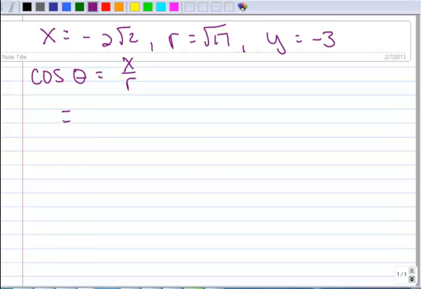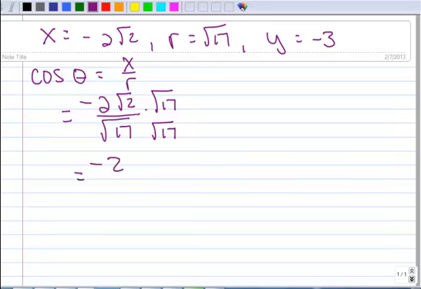So that's going to be negative 2 times the square root of 2 over, oh no, we're just full of mistakes tonight. There we go, over r, square root of 17. And now we have to rationalize that. So that turns out to be negative 2, and then 2 times 17, that's the 34 under the radical, all over 17.